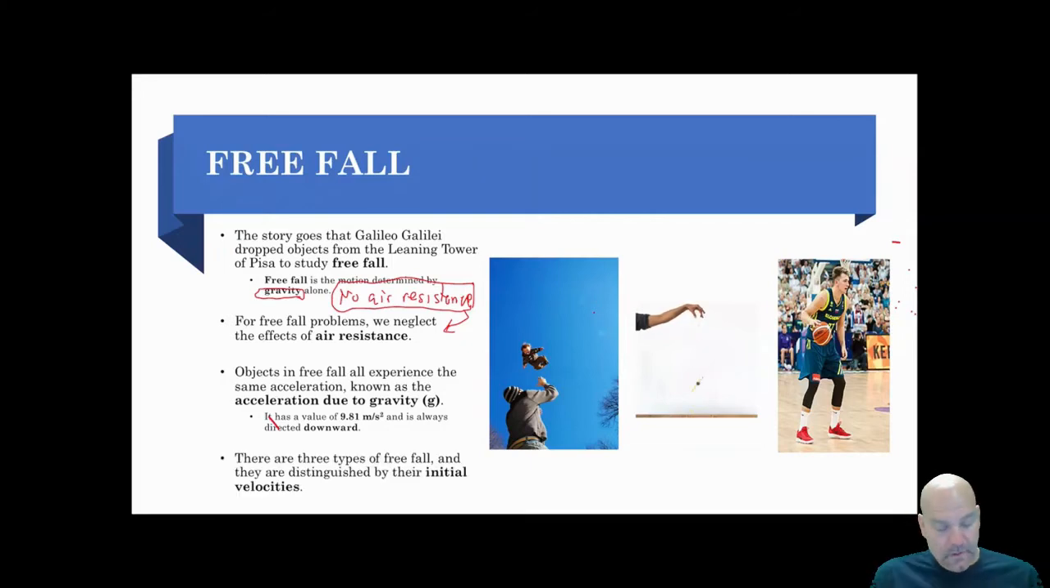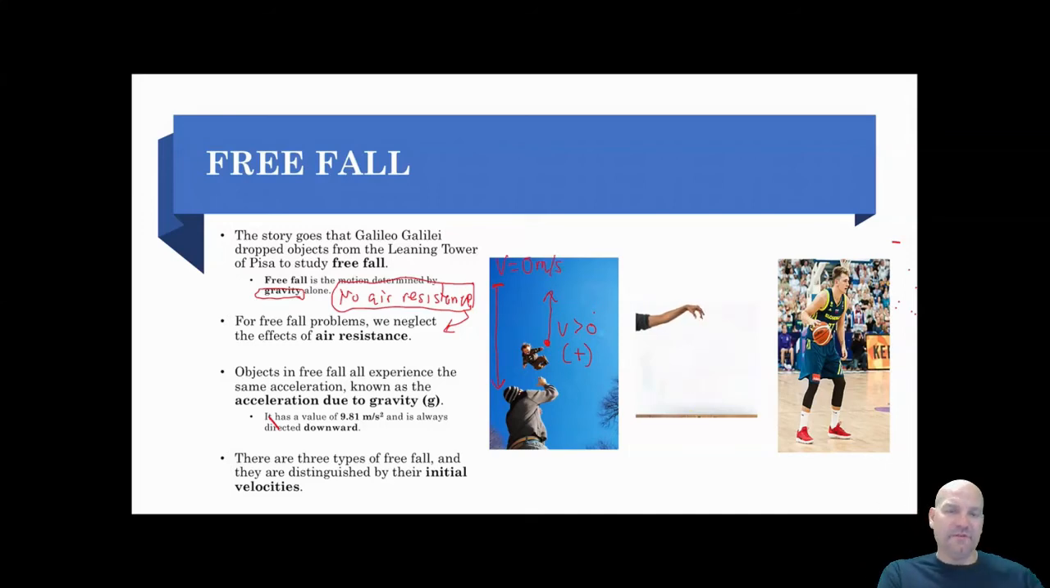There are three types of free fall, and they're all distinguished by their initial velocities. These three pictures show you the three types. Here you've got the dad throwing his child up. When we say we're throwing it up, the initial velocity is greater than 0, which means it's positive, and at the top of the child's motion, before it can come back down, it has to stop.